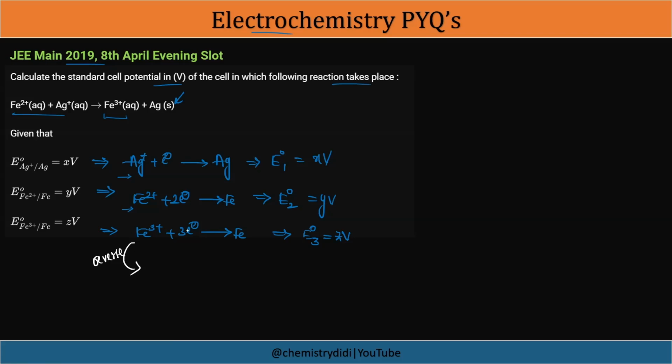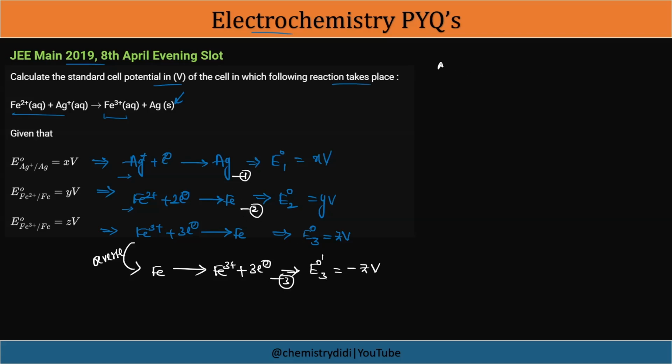When you do it, we'll get Fe getting oxidized, converting into Fe3 plus, and it's giving 3 electrons. So this was the reduction potential. What is the oxidation potential? You just simply change the sign. Let's keep it like this, and it will be minus Z volts. Now let's mark these as equations 1, 2, and this is the third equation.